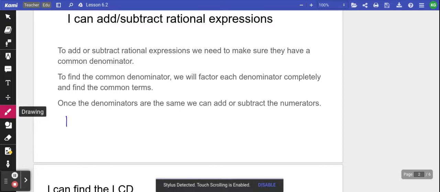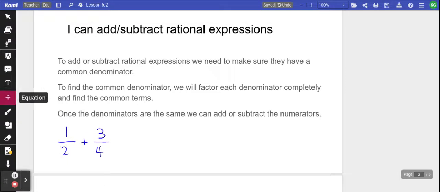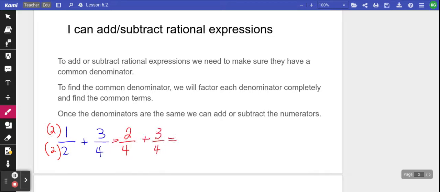So in the past, when we've tried to do 1/2 plus 3/4, we cannot do that until the denominators are the same. So we would multiply this one by 2 on top and bottom, which would now make it 2/4 plus 3/4, which is 5/4.